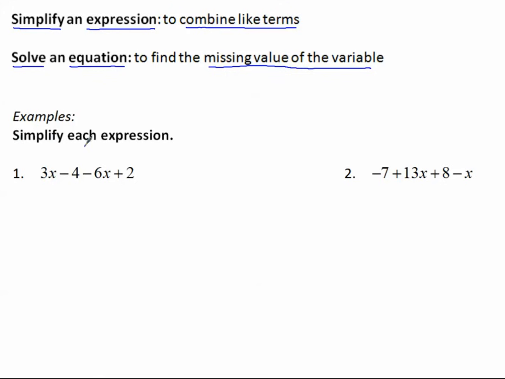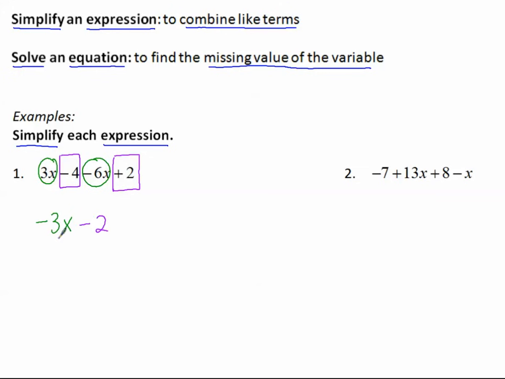First, simplify each expression. Notice that these are not equations. There's no equal sign. So simplify the expression. That means we're going to combine like terms. So let's look for terms that are like each other. 3x and negative 6x, we pointed out before, are like each other. 3x minus 6x makes negative 3x. Then I can combine the constant terms, negative 4 and positive 2. Negative 4 plus 2 makes negative 2.